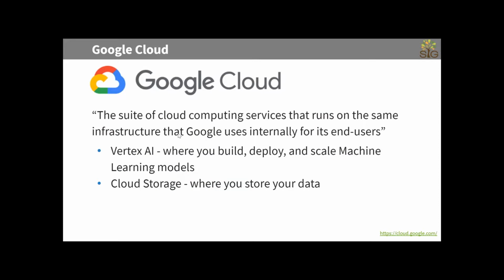So it's very simple, just the suite of cloud computing services that runs on the same infrastructure that Google uses internally for its end users. So everything like Google Search, it's the same. Everything runs in Google Cloud. They have Vertex AI, that's where you build, deploy, and scale machine learning models, and Cloud Storage, where you store your data, right? Instead of storing locally, you're going to store it in the Google Cloud.